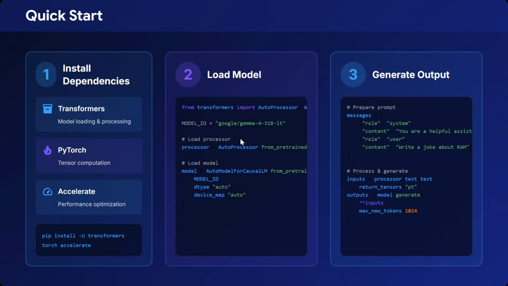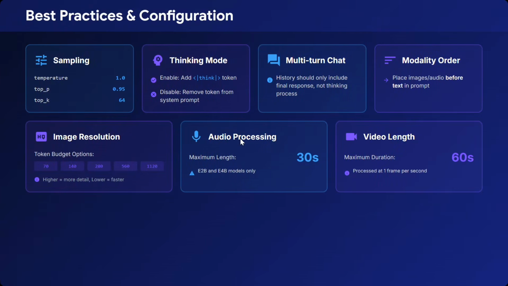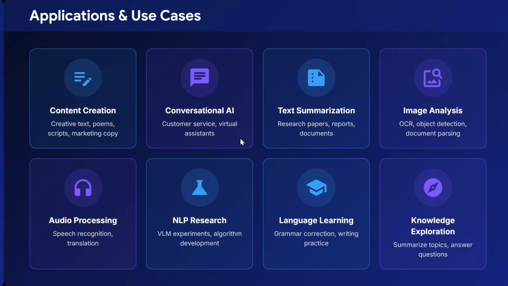Quick start, how to get started. I think you need to go to the Hugging Face page and get the code that I was showing you. This is the code that I'm using, and it supports transformers, PyTorch, accelerate, etc. Everything is quite there. What are the best practices and configuration? Audio processing is 30 seconds, video is 60 seconds, image resolution is any of 70, 140, 280, 560, 1120. Sampling temperature should be 1, thinking mode, multi-turn chat, model order. Whatever you wish to do, just look at this particular slide. You would be able to get a lot of answers.